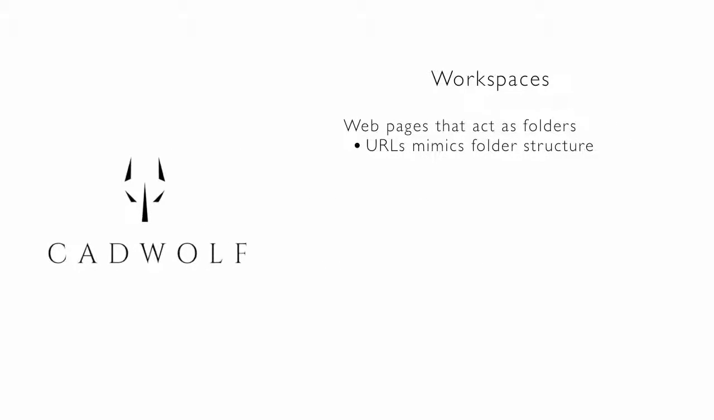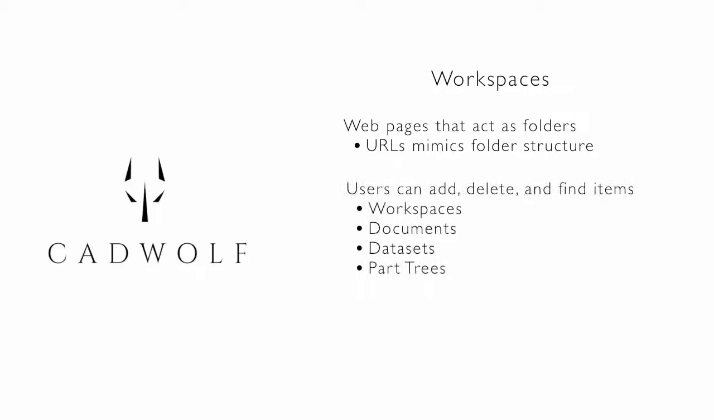Workspaces are web pages that mimic the functionality of a folder. In fact, we will often use the phrase folders in place of the phrase workspaces throughout this and other tutorials. Workspaces are where users add and delete items, as well as store and find documents, datasets, and part trees. All workspaces have the phrase workspaces at the beginning of their URL. Let's look at how workspaces determine the URL of an item.